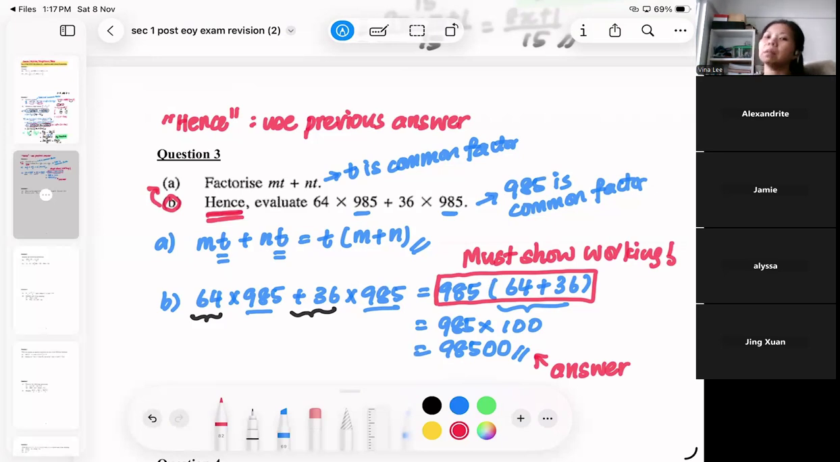So I need you to understand the meaning of hence. If your first answer shows taking out a common factor, your second part must also show the same idea. If you do not show it, even if you get the same answer, in the exam you get 0. It will be the same until Sec 4. Okay, so this is the idea on question 2 and question 3.